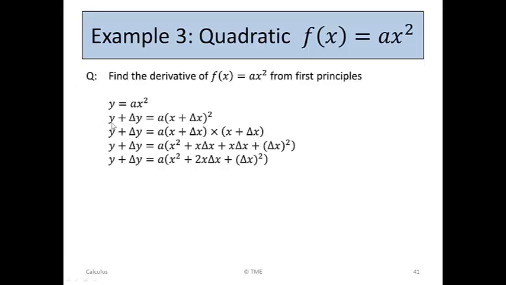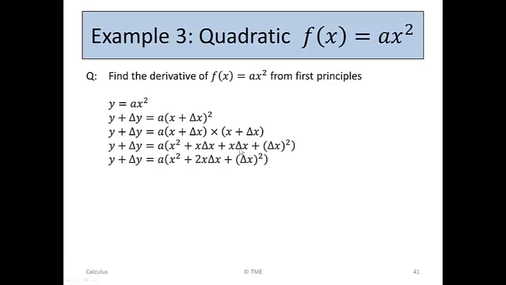Instead of y, we substitute y plus delta y. And in place of x, we put in x plus delta x. So y plus delta y is a times (x plus delta x) squared. Squaring x plus delta x, we get (x plus delta x) times (x plus delta x). Multiplying across, x by x is x squared, x by delta x is x delta x, delta x by x is x delta x, and delta x by delta x is delta x squared.